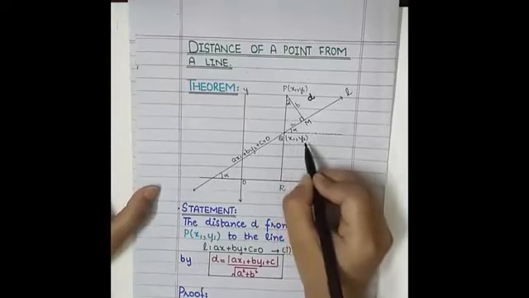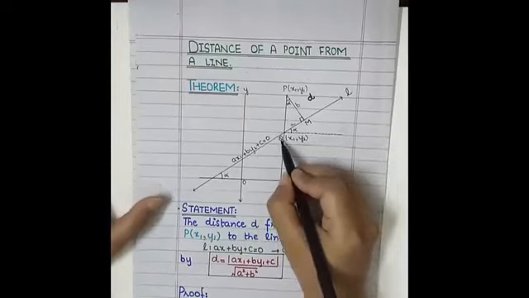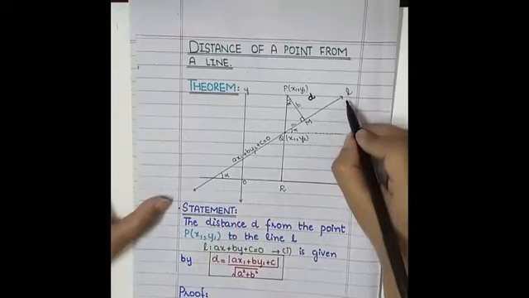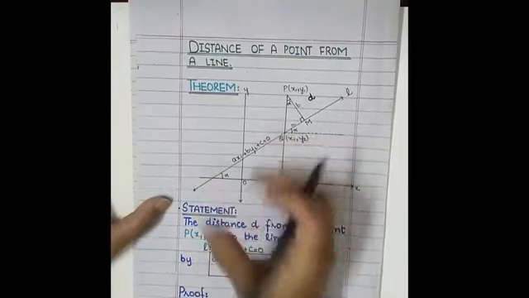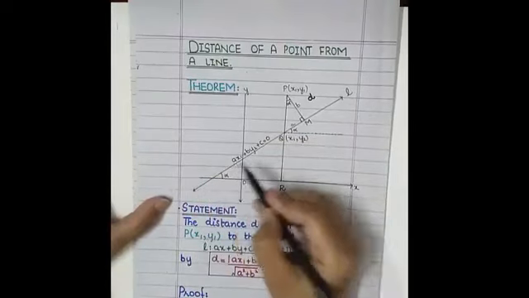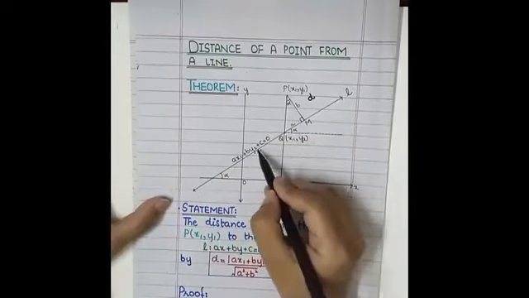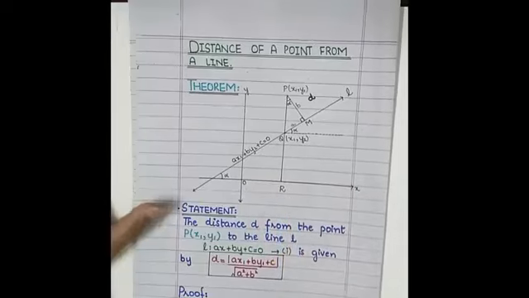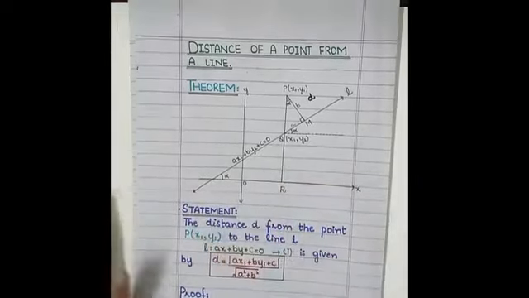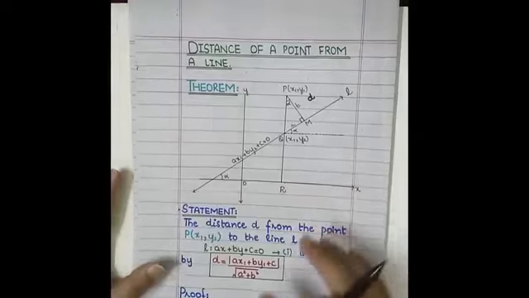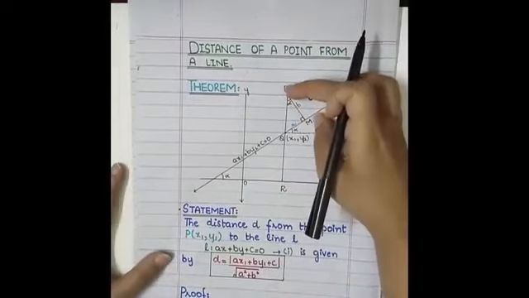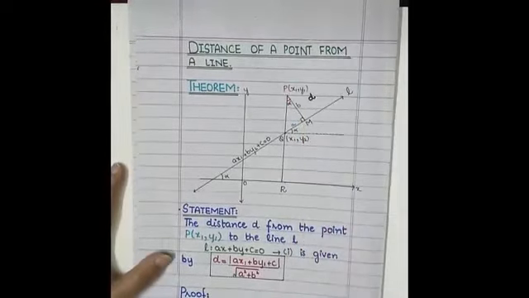Since the ordinate of this Q is y2 and this point is also passing through this line, the equation of this line would be A x1 plus B y2 plus C is equal to 0. So this was the whole construction. We are only interested in this side, as we have to find the distance of the point from this line.